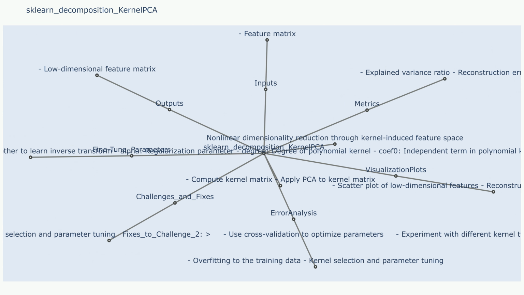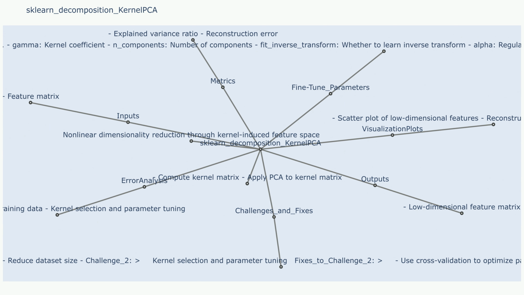Metrics: variance explained: the proportion of variance explained by each principal component, represented by the eigenvalues. Reconstruction error: the difference between the original data and the reconstructed data after dimensionality reduction, measured using metrics like mean squared error.